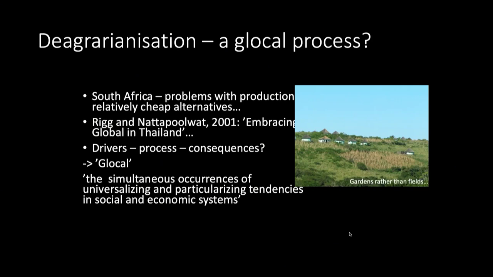It later became to be used more widely by sociologists and geographers to indicate cultural hybridization processes, and the encyclopedia definition now is the simultaneous occurrences of universalizing and particularizing tendencies in social and economic systems.